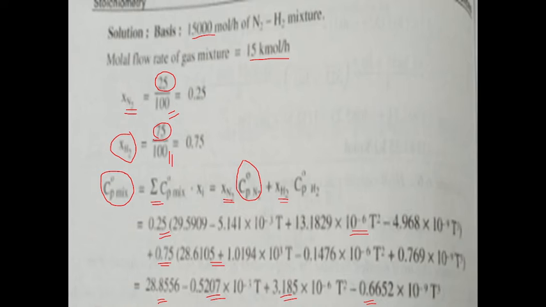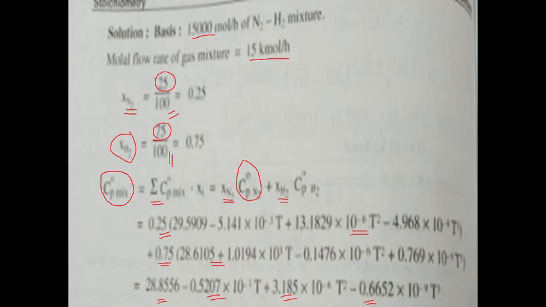So number of moles of nitrogen is equal to 25, number of moles of hydrogen is equal to 75. So after that total mole is equal to 25 plus 75, that is equal to 100. Are you clear or not? Okay. So here the individual moles of nitrogen is 25, total mole is 100. So individual divided by total, that is equal to mole fraction 0.25.